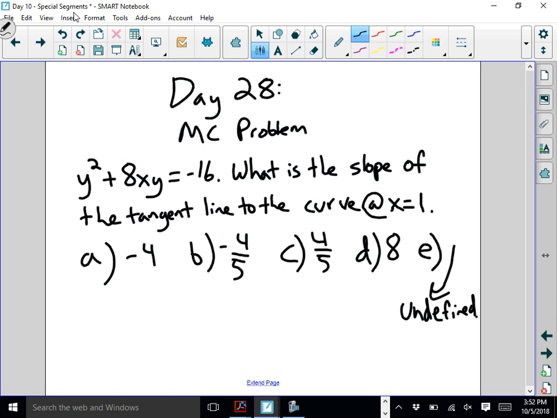Okay, so here's what I would do on this problem first. When x is 1, I'm not sure what y would be. So what I'm going to do first is I'm just going to find dy/dx and see if I even need a y value. Maybe I won't. So here's what I get. First thing I want to do here is go ahead and get an expression for dy/dx.